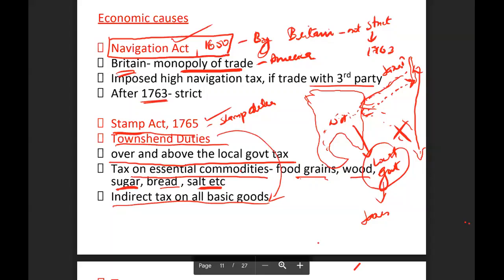And the Townshend duties came over and above the local government tax. You have to keep in mind, local government was there in all these 13 colonies and some other places in North America. They had local self-government, and they were ruling and paying taxes. Why did the British not dissolve all these things? Because they were not exploitative then. They didn't want to get into so many nitty-gritties that people would start revolting. That situation was not there before. Now the French have left, so now they'll start doing it. Okay, this is about the economic causes.